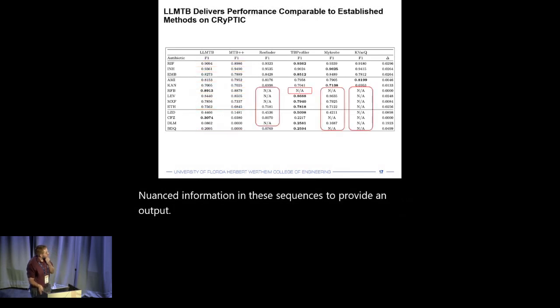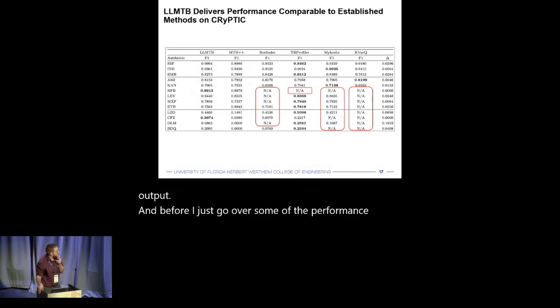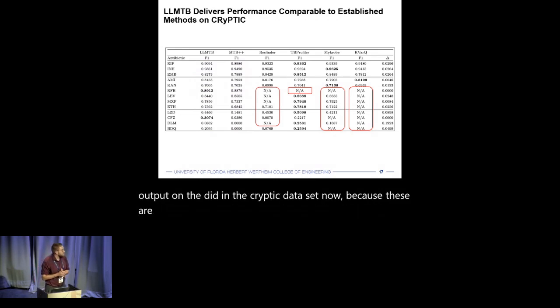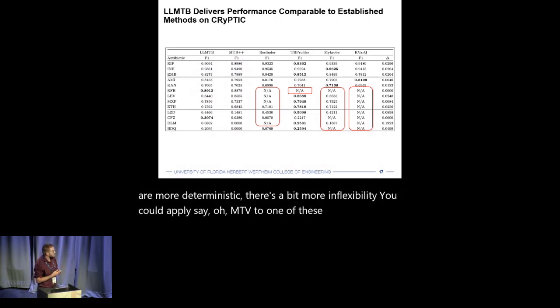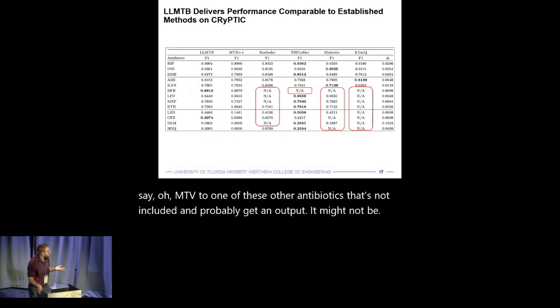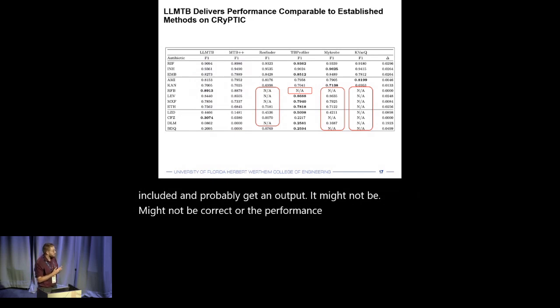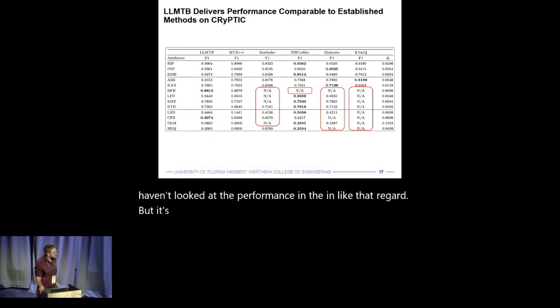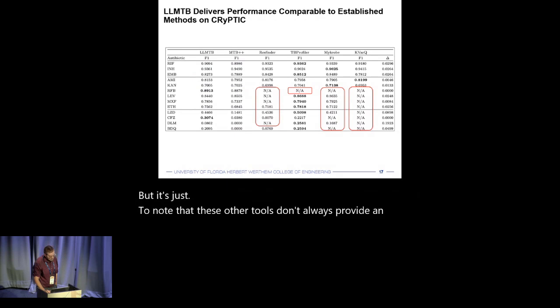And before I go over some of the performance numbers between our method and the other methods included, I'll just mention that the other methods don't always provide an output on the set. Because these are more deterministic, there's a bit more inflexibility. You could apply, say, LLMTB to one of these other antibiotics that's not included and probably get an output. It might not be correct, or the performance might not, we haven't looked at the performance in that regard, but it's just to note that these other tools don't always provide an output. It's to a varying degree.